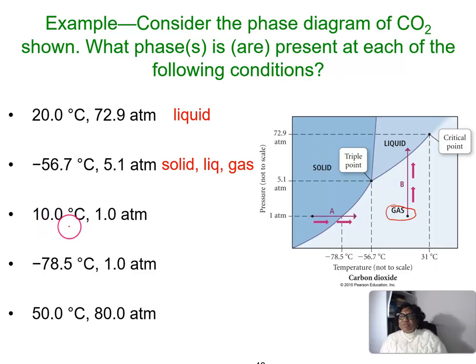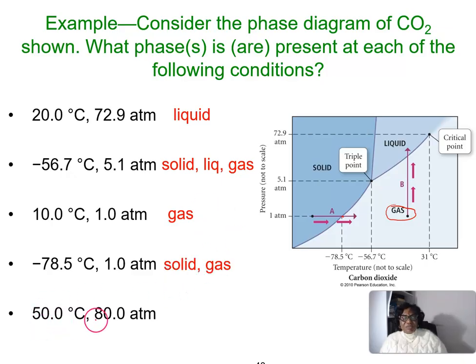Then 10 degrees Celsius and 1 atmosphere. This is 1 atmosphere. And where is 10 degrees Celsius? Let's assume that 10 degrees Celsius should be around here. You see, we have the gas. Then 78.5 and 1 atmosphere is somewhere here. So what do we have? You see, it's a phase change, and it's solid and gas. So we have the solid and the gas phase.